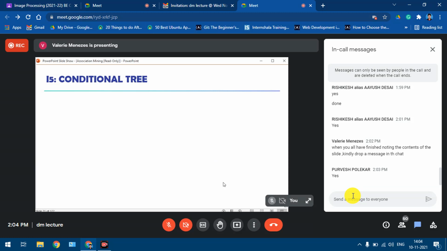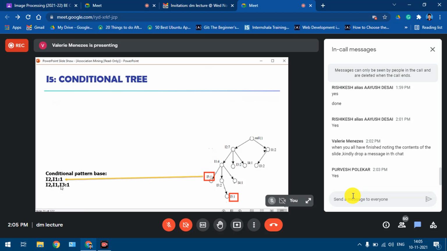So what we get is the conditional pattern base: I2, I1, and we append the count, which is 1. This is the first branch. Then I2, I1, I3, I5. The count of this node is also 1, so we put this branch I2, I1, I3, with the count appended as 1. This is called a conditional pattern base. Have you all understood this much?